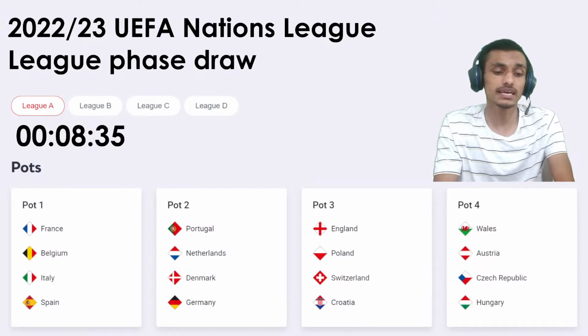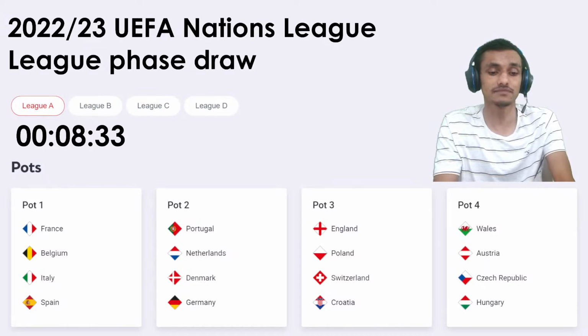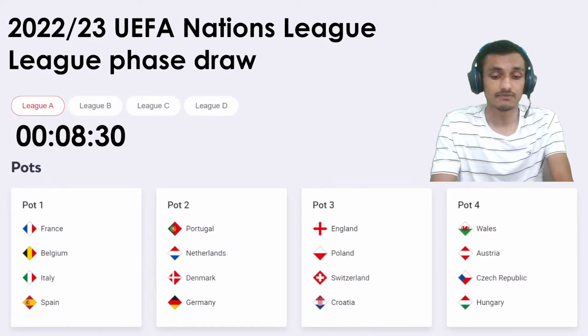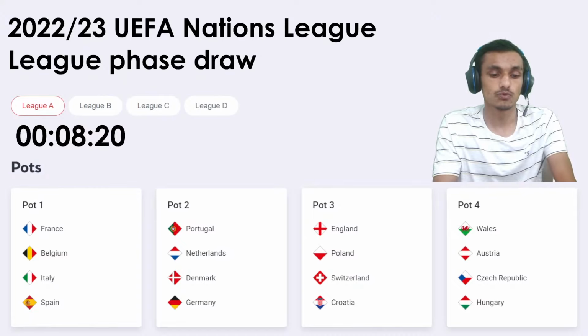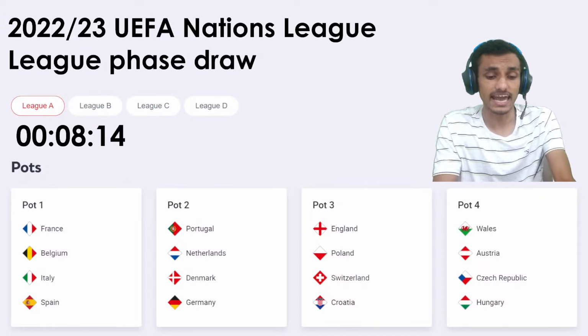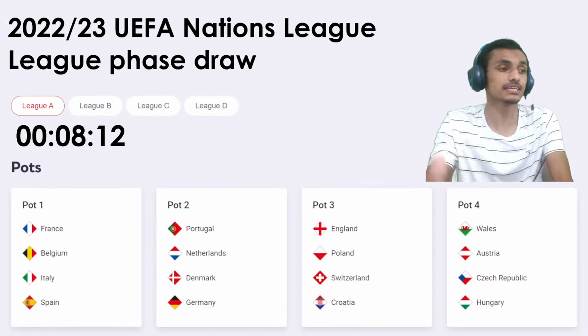League A, B and C will all have 16 teams, which will each be drawn into 4 groups of 4 for the league phase. The remaining 7 teams in League D will be split into 2 groups, one of 4 and the other of 3. We can see that they are arranged with their ranks.